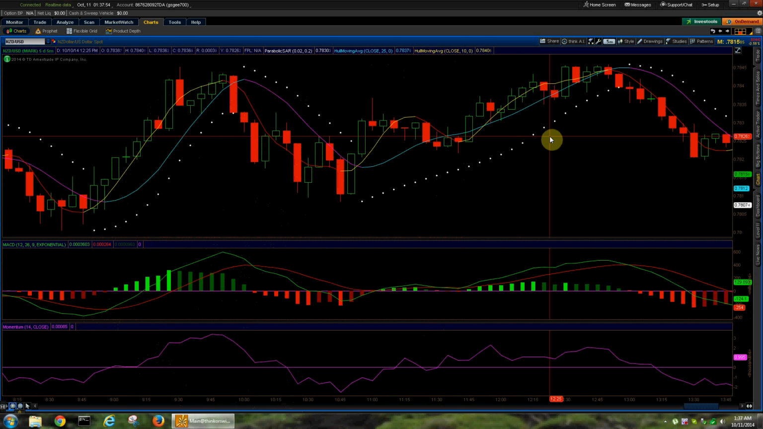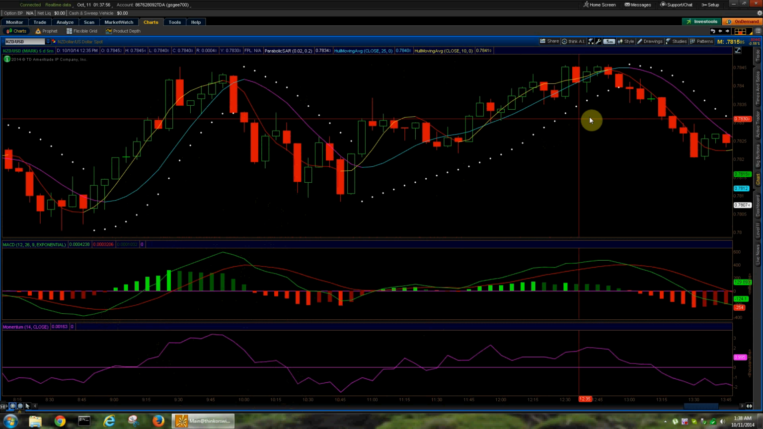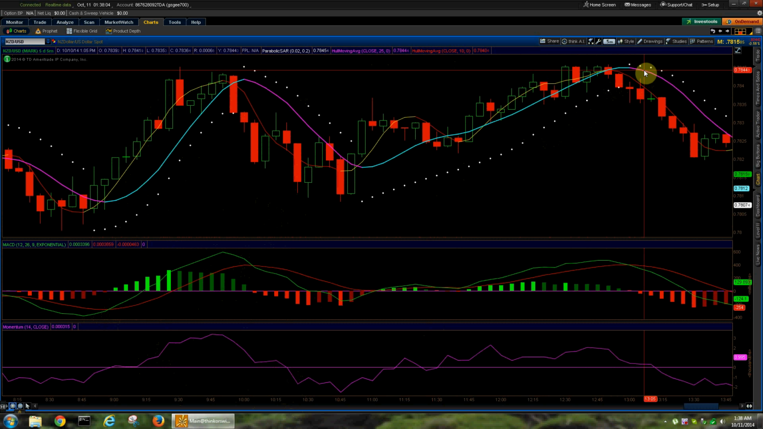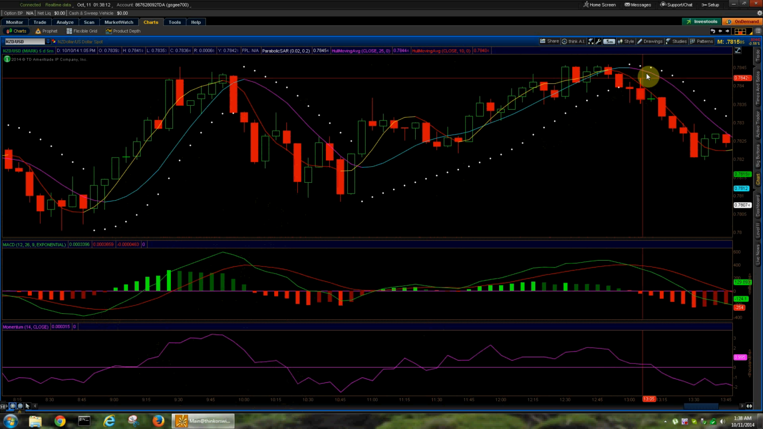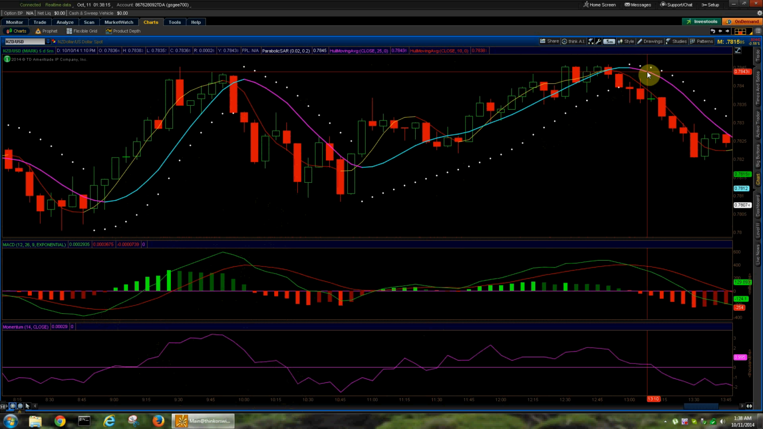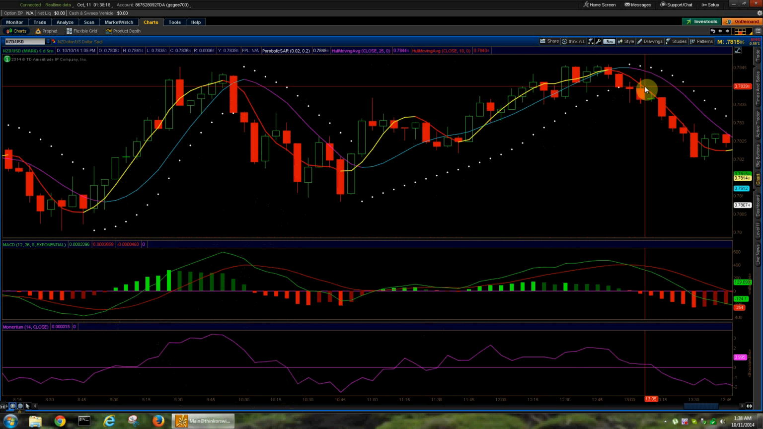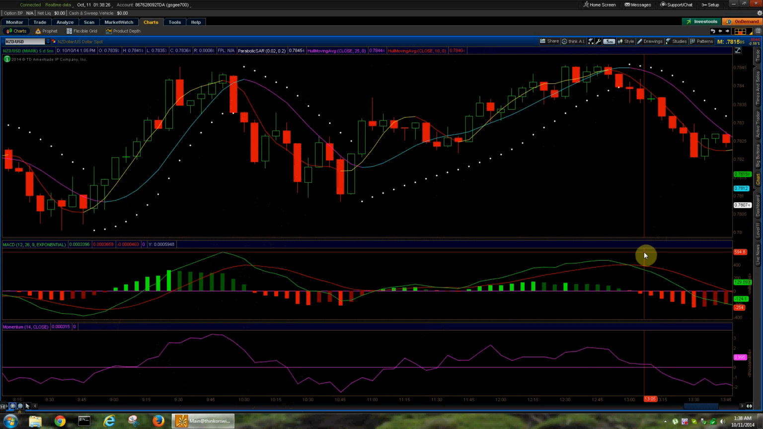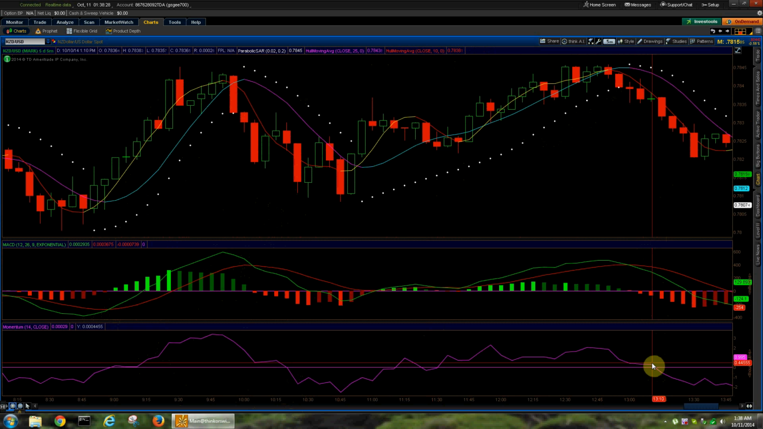So if we take a look at this here, following the rules, on this downtrend you're looking for the slower moving average to turn magenta, and the faster moving average to turn red. So you want to see magenta on top, red on the bottom with some space. Then you're looking for the Parabolic SAR to be on top, looking for the MACD crossover here, and you're also looking for this to hopefully be down below zero and pointing down.